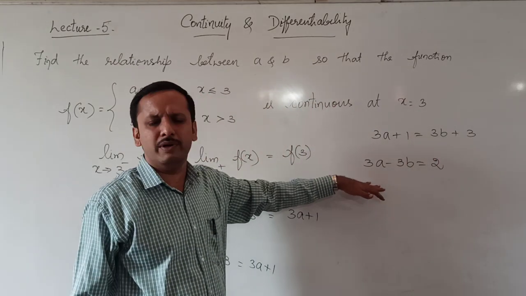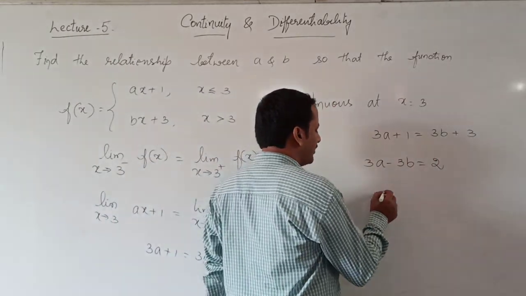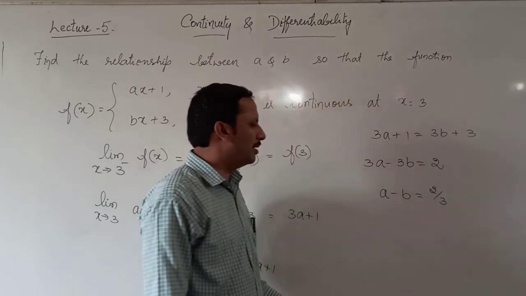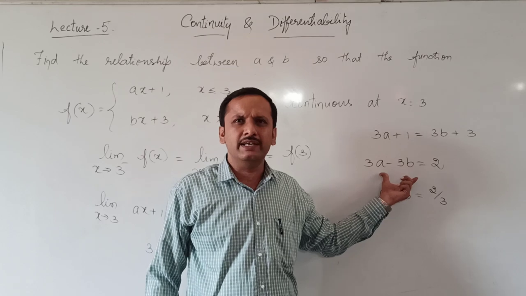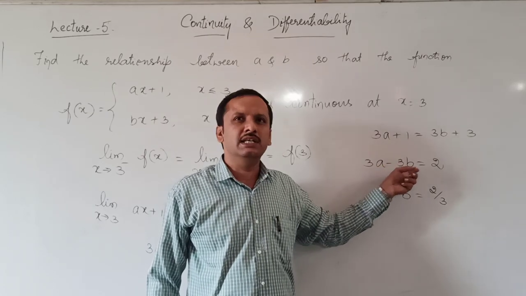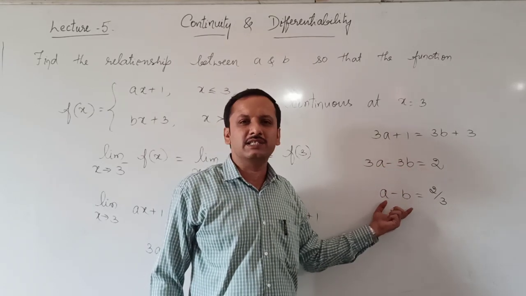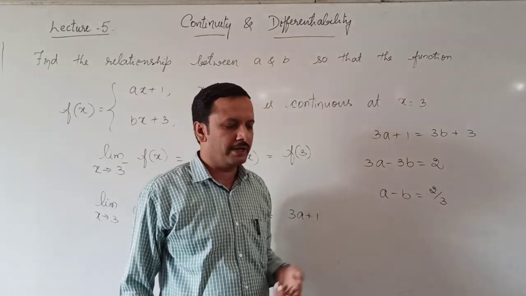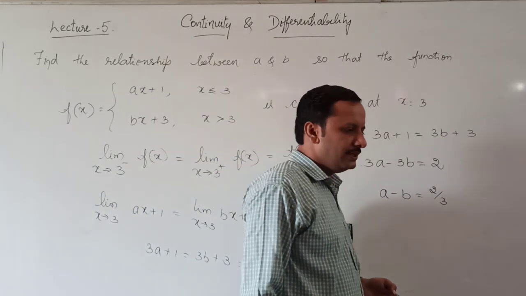This is the relation between a and b. Or if you want to write one more step, you can write a minus b is equal to 2 by 3. I will take 3 as a common factor here. 3 into a minus b is equal to 2. Therefore, a minus b is equal to 2 by 3. Let's go to the next question.